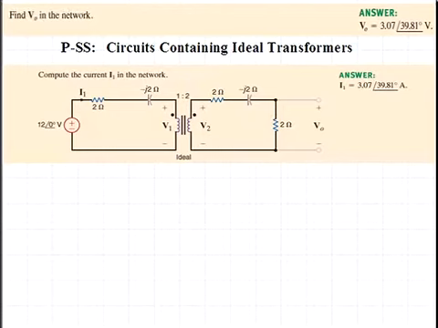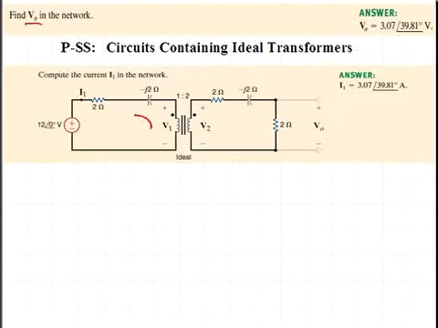This is Learning Assessment Problem 10.10. The problem-solving strategy here is that of circuits containing ideal transformers. We are asked to determine a voltage V sub O in the network from Learning Assessment Problem 10.9. We've reproduced that problem circuit here, and we'll label some quantities in the circuit.